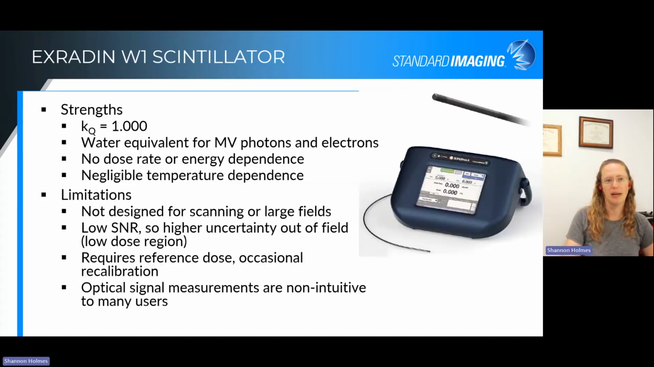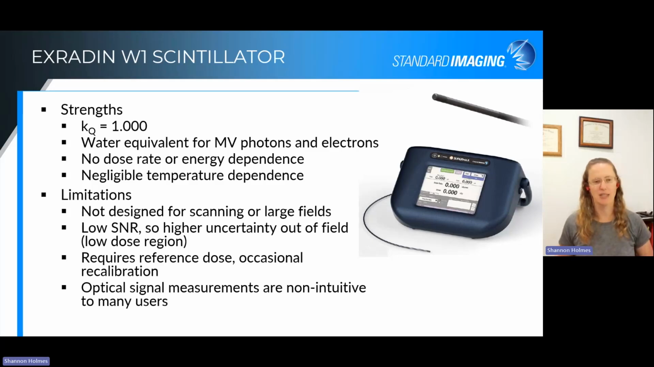And the W2. Actually, let's start with the W1, I guess. The way I have my slides, the strengths of the W1, again, that beam quality correction factor is unity. So it's water equivalent for these MV photons and electrons. It has not shown dose rate or energy dependencies for standard clinical beams.